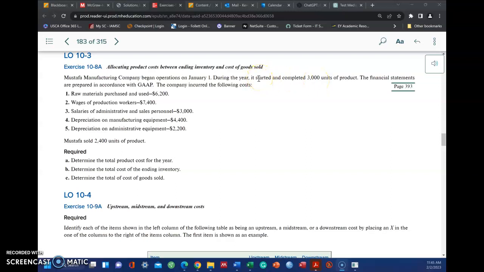And may I just add that this is wonderful. Started and completed, that means there was no beginning inventory and there's no ending inventory. It makes our life so much simpler in working this problem. The company incurred the following cost. Raw materials, $6,200. That is a product cost.